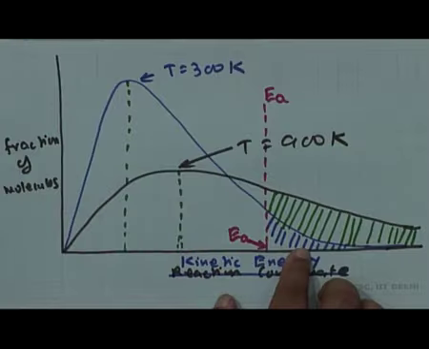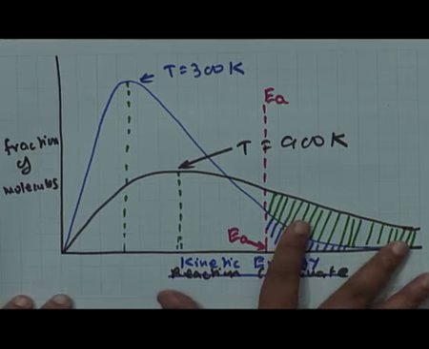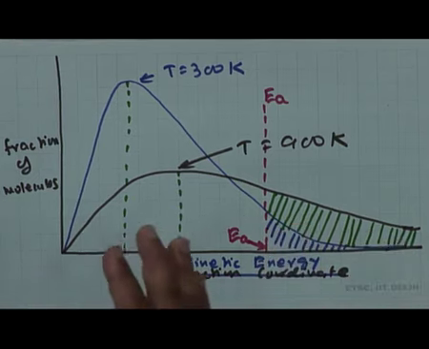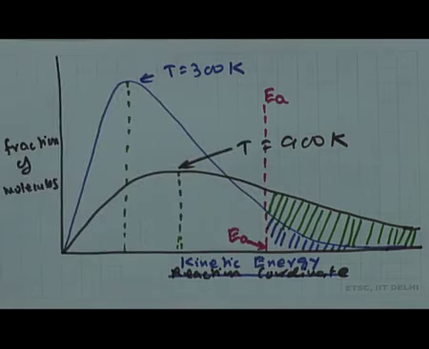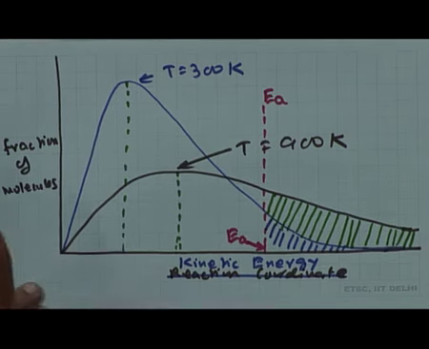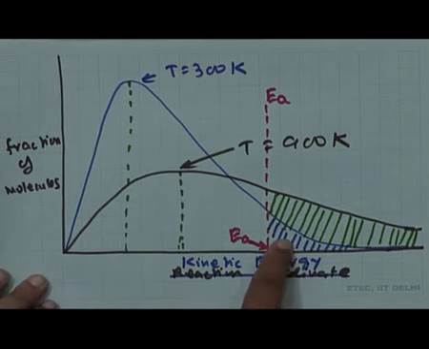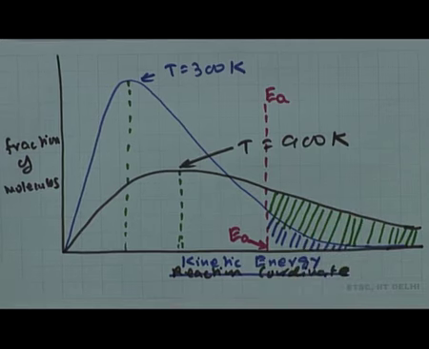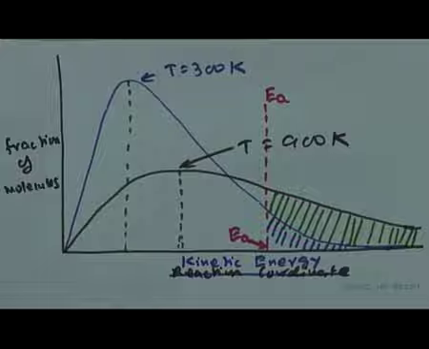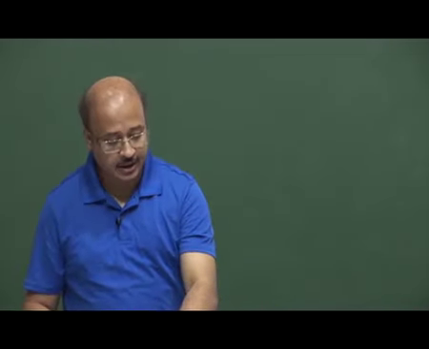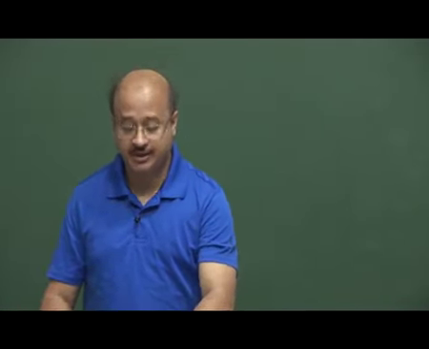Similarly, when I increase my temperature, the fraction of molecules having energy higher than EA has also increased. Because the fraction of molecules is increased, the rate will also be higher, and this higher fraction is given by the shaded regions under these individual distributions. I hope I have made myself clear. I will just jot down the few points that I said.